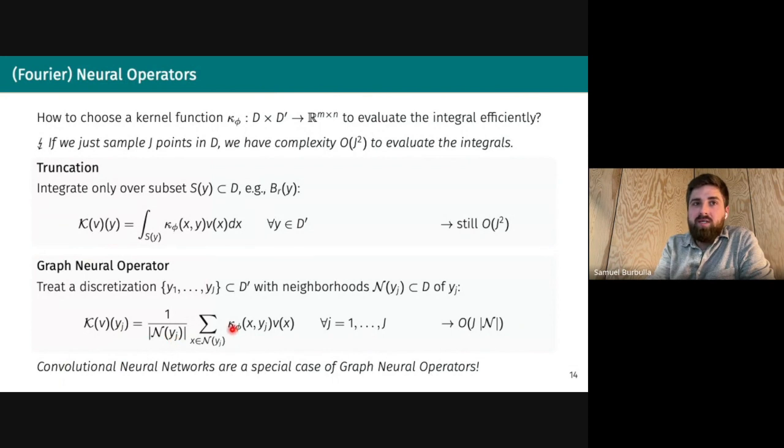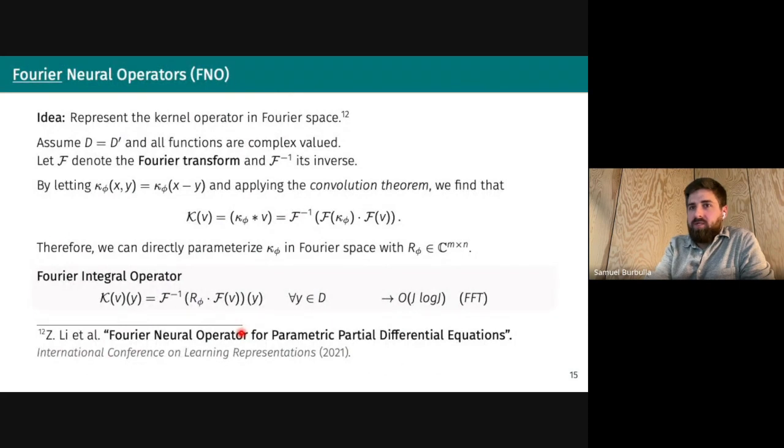Just to note, convolutional neural networks are a special case of graph neural networks. If you choose a specific discretization, like a grid, the neighborhoods are your stencils, for instance 3 times 3, and your kernel is then discretized as in a CNN, then this is a CNN. But this is just a more general form, formulated in a continuous setting. There are more effective ideas, and that's where Fourier neural operators come into play.